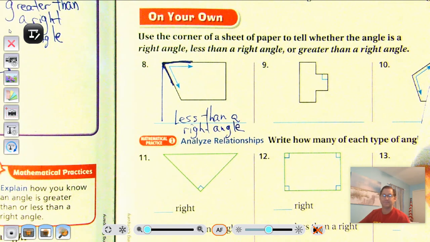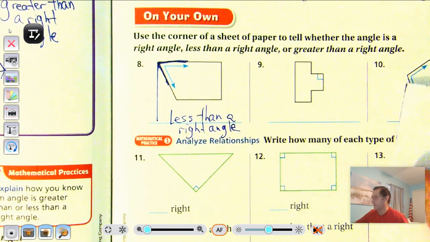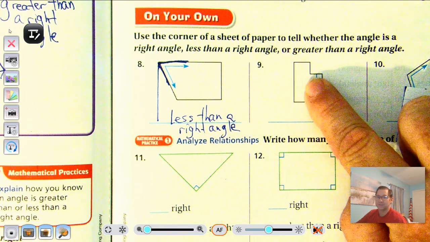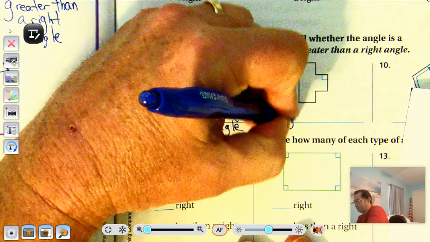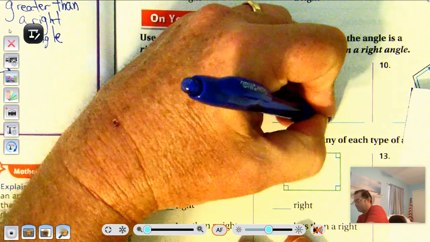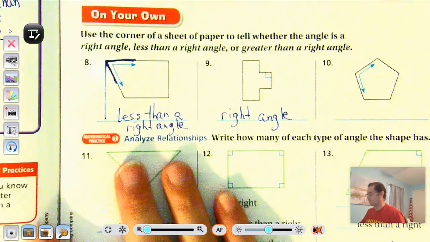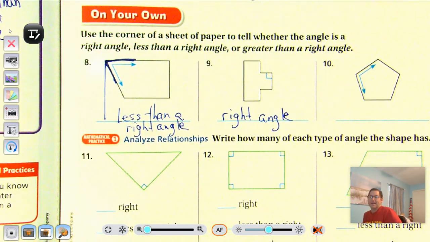Okay, number 9. Okay, so they're telling me to measure this one. Okay, I know at this point that that's a square corner, and that has to be a right angle. Okay, and the last one. So when I'm looking at that one, that looks, what? Greater than a right angle?